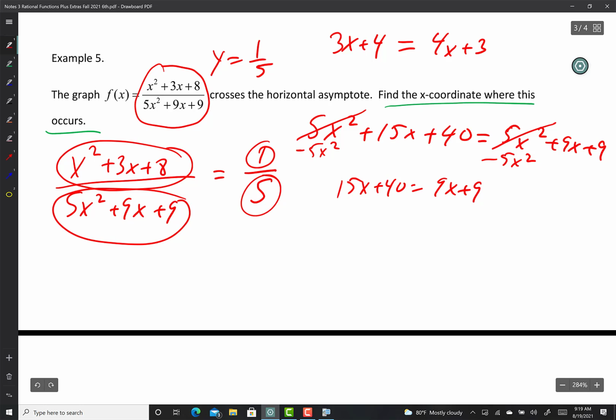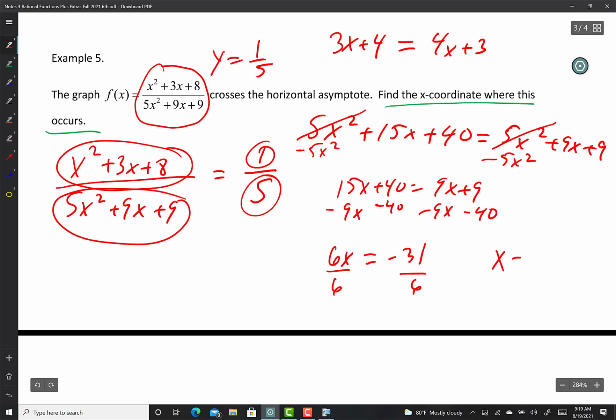And all you're trying to do is solve for the x coordinate. So I'm going to get all the x's to one side, all the numbers to the other side. Minus 9x minus 9x. So 15 minus 9, what's that? So 6x, and I'm going to move the 40 to the other side. Minus 40 minus 40. So 6x equals positive 9 minus 40.